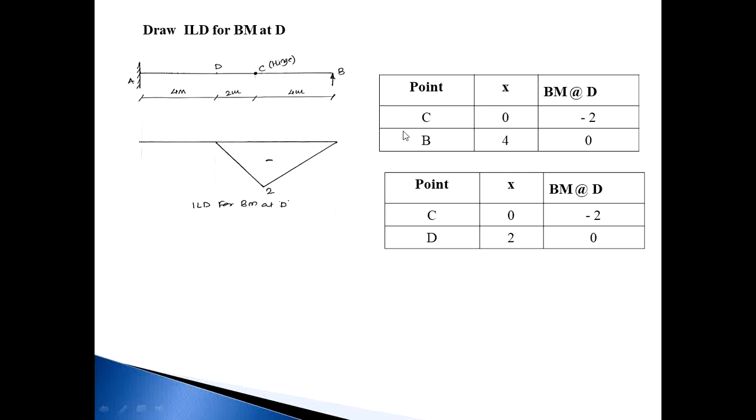Once again I repeat, whenever there are common points, the bending moment value is the same for that common point. In this condition, C is a common point for both cases, and that bending moment value is minus 2 in both cases. This is a simple check of whether our calculation is right or wrong.